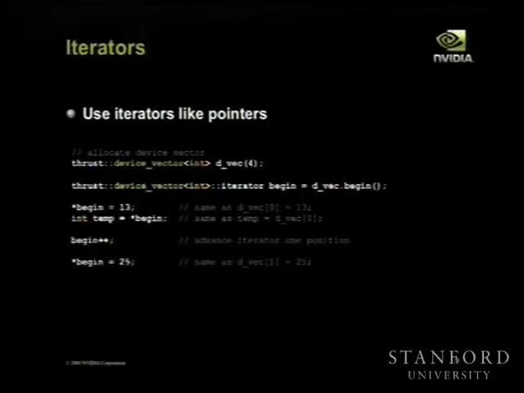And here's another example. You can dereference iterators. So in this case, we're assigning to the first element of the array. We get this begin iterator at the beginning of the array, and we can assign to it. We can read from it. And we can treat it just like a pointer, ignoring the fact that it refers to some device memory.